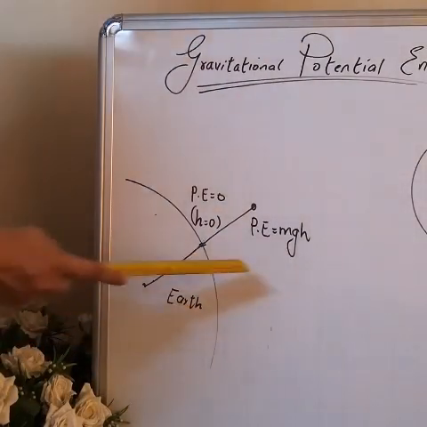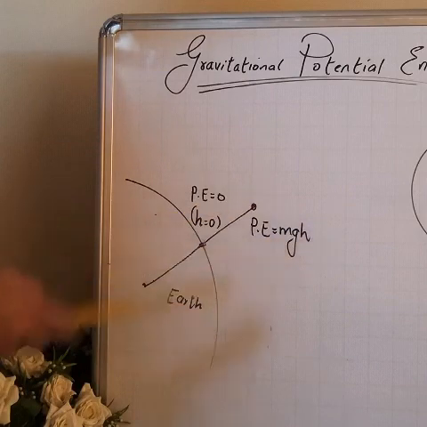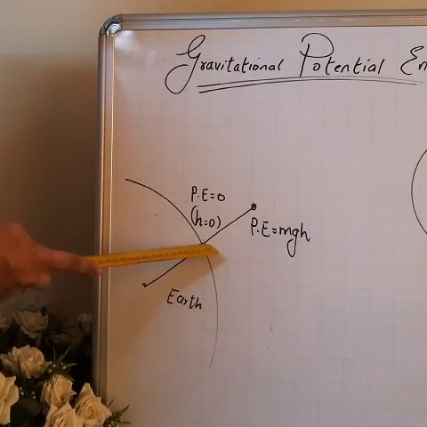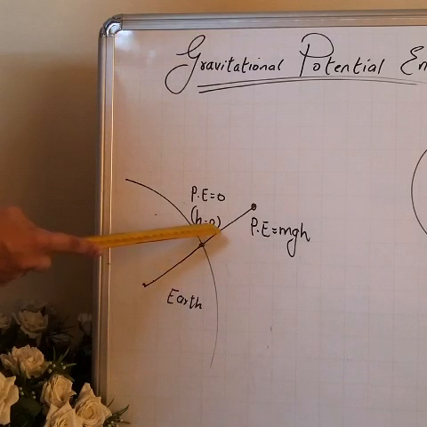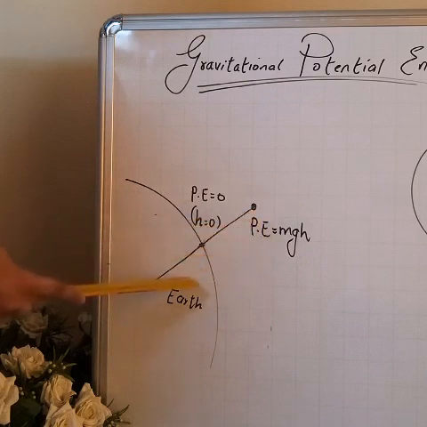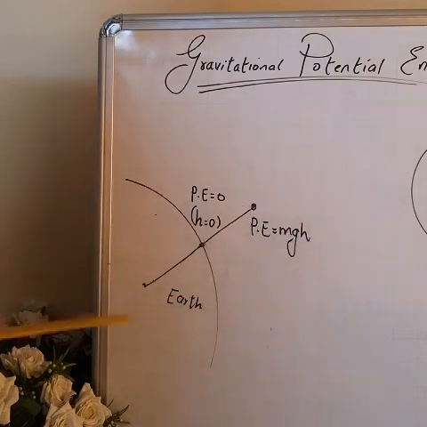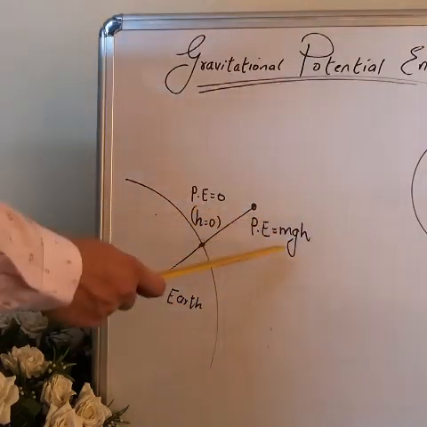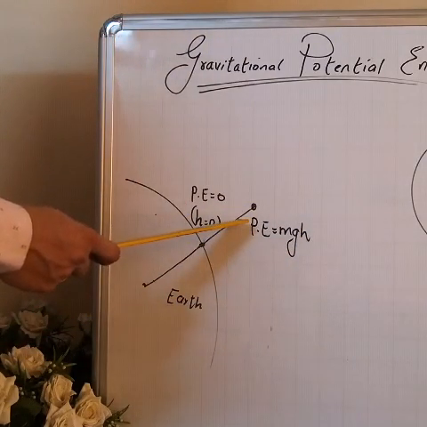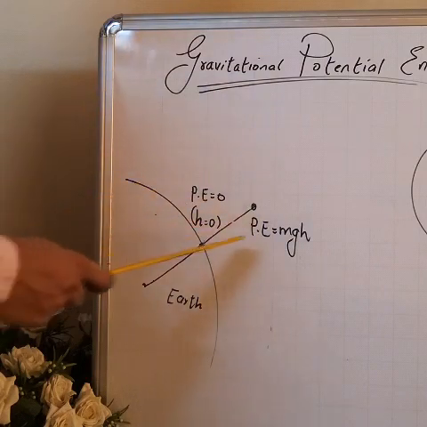As you see, this is our old formula which you have learnt in 9th. Potential energy equal to mgh. If the body is lying on the Earth's surface, height is 0, so potential energy becomes 0, and at a certain height above Earth's surface we can write P equal to mgh. But this formula is applicable only for small distances above the Earth's surface.